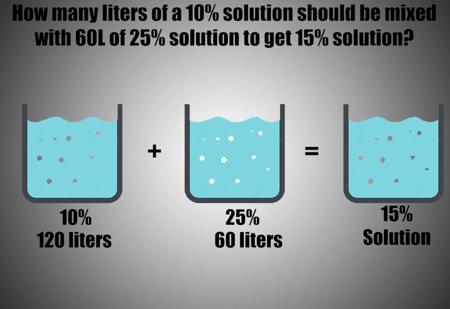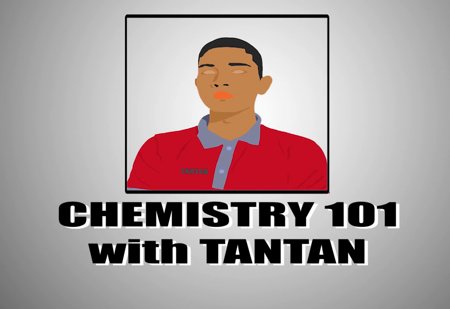So, 120 liters of 10% solution needs to be mixed with the 60 liters of 25% solution in order to get a 15% solution. So that is how you solve problems involving solutions. And that would conclude our topic for today. Hope you all learned something new about solutions. Once again, this is Chemistry 101 with Tantan.